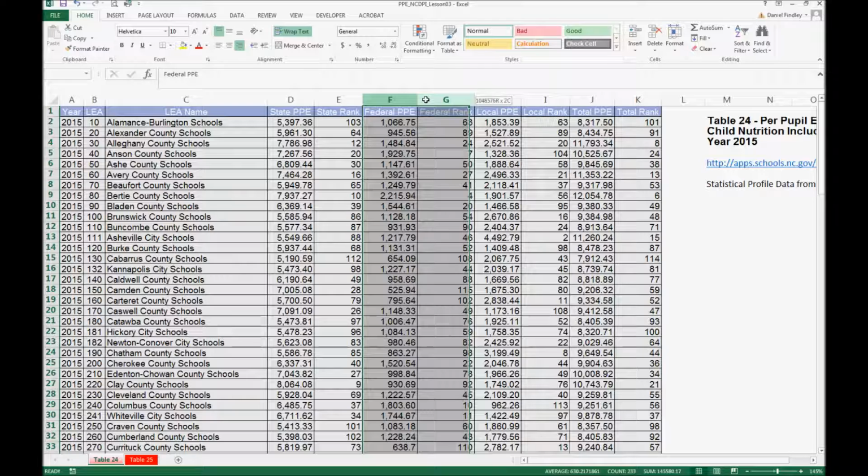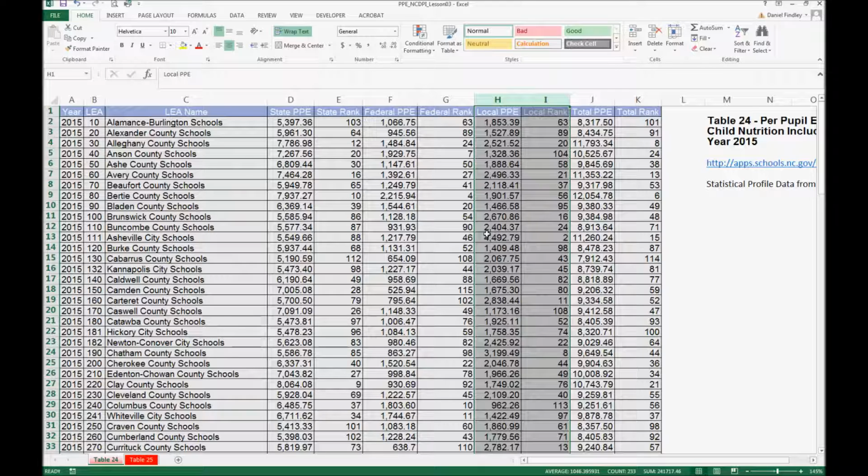Our next two columns are the federal per pupil expenditures. So these are funds that are received from the federal government on a per pupil basis, and the associated column G provides us with the rank in terms of all the school systems in the state and how they rank in terms of the federal funds they receive on a per pupil basis.